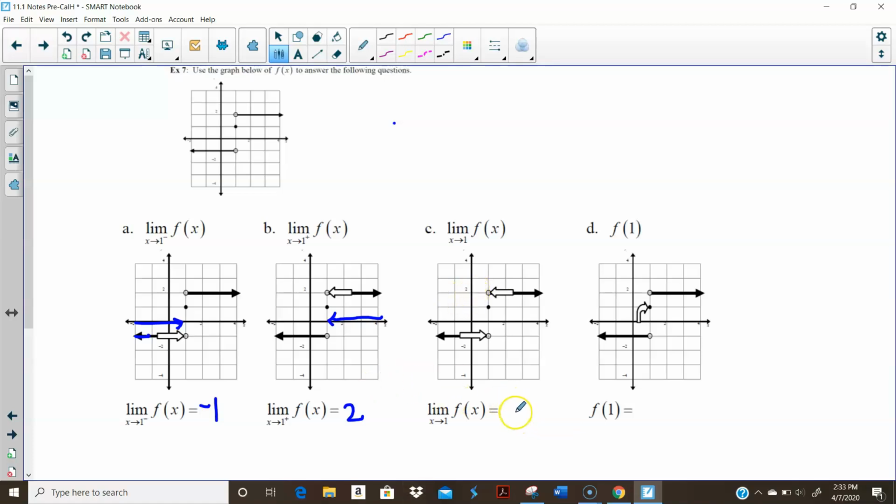Therefore, the limit does not exist. Did you guess it right? I hope so. All right, last one.